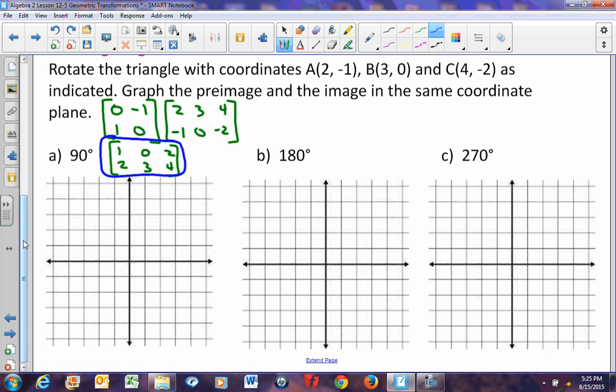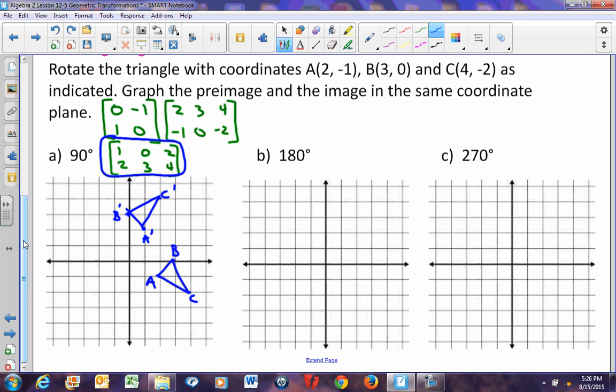All right, so if this is my new image, I've got to do my pre-image first, which was (2, -1), (3, 0), and (4, -2). So here is my original image. I'm just going to sketch it faster. Okay, so this was A, B, C. I'm going to do my new image, which is (1, 2), (0, 3), and (2, 4). This is A prime, B prime, C prime.